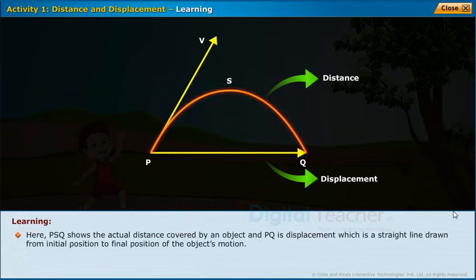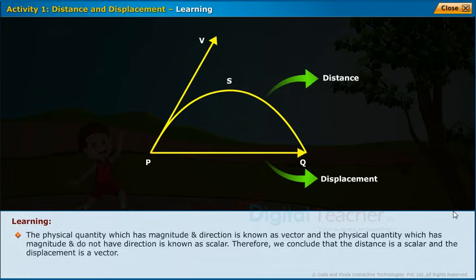Here, PSQ shows the actual distance covered by an object and PQ is displacement, which is a straight line drawn from initial position to final position of the object's motion. The physical quantity which has magnitude and direction is known as vector, and the physical quantity which has magnitude and does not have direction is known as scalar. Therefore, we conclude that the distance is a scalar and displacement is a vector.